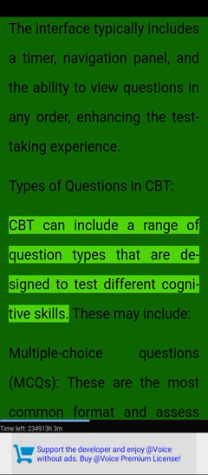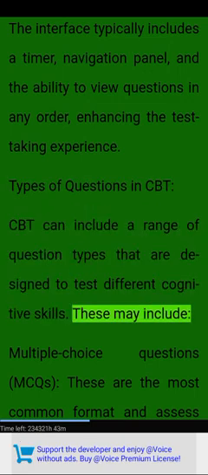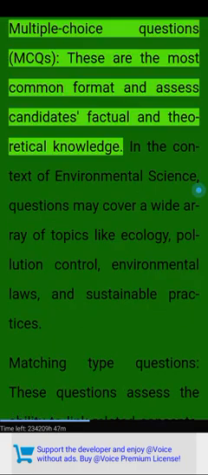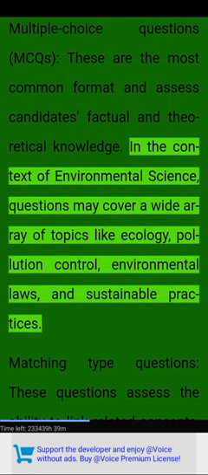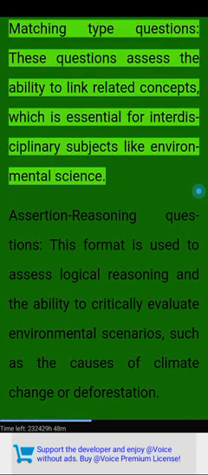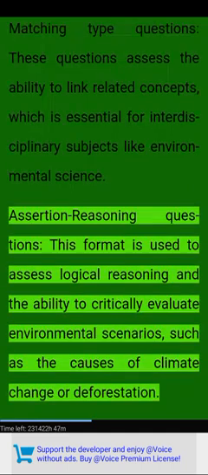Types of questions in CBT. CBT can include a range of question types that are designed to test different cognitive skills. These may include multiple choice questions, MCQs. These are the most common format and assess candidates' factual and theoretical knowledge. In the context of environmental science, questions may cover a wide array of topics like ecology, pollution control, environmental laws, and sustainable practices. Matching type questions. These questions assess the ability to link related concepts, which is essential for interdisciplinary subjects like environmental science.